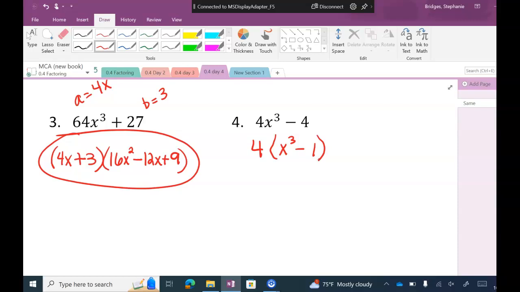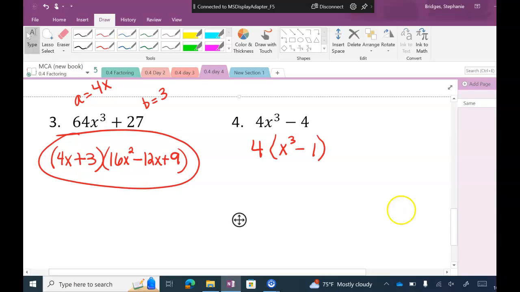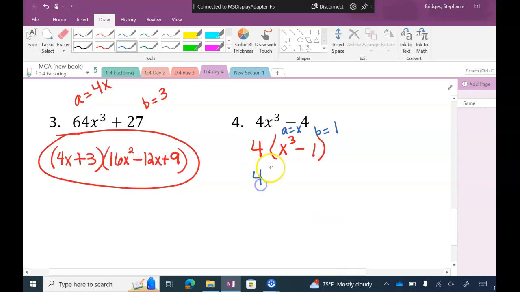I'm going to list my A and my B. A is the cube root of, what is the cube root of x to the third? X. And B is the cube root of 1, which is just 1. And when I go to break down and set up my two parentheses, I'm just going to put the 4 in the front. Again, in my first parenthesis is just A, then B. We said A was x. We said B was 1.